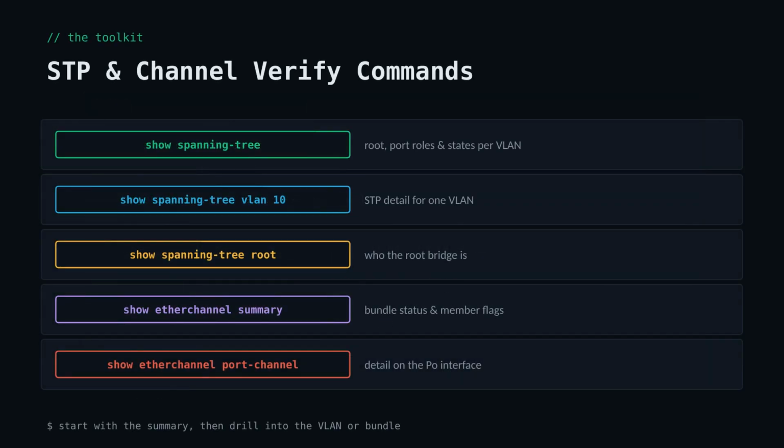Here's the toolkit we'll be leaning on throughout this session. Show spanning tree gives you the wide-angle view: root bridge, port roles, and states across every VLAN, while adding VLAN 10 narrows it down when you need detail on a single broadcast domain, and show spanning tree root quickly answers the question of who's actually winning the root election. On the bundling side, show etherchannel summary is your go-to for bundle status, and those member flags like P for bundled or I for individual, and show etherchannel port-channel drills into a specific Po interface. The pattern is always the same. Start broad with the summary, then zoom in on the VLAN or bundle that needs attention.